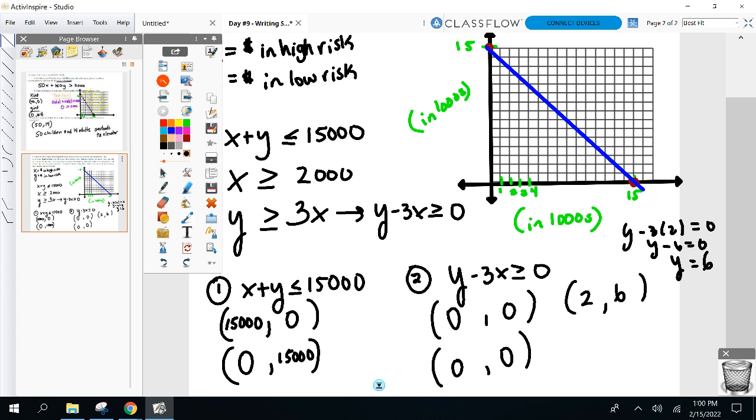Reminder, what'd you guys tell me about 2,000? X is greater than or equal to 2,000. I know it's solid, but what type of line? Vertical, going through 2,000. Let's roll. Vertical line going through 2,000.